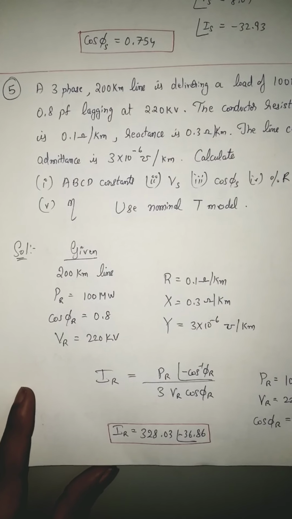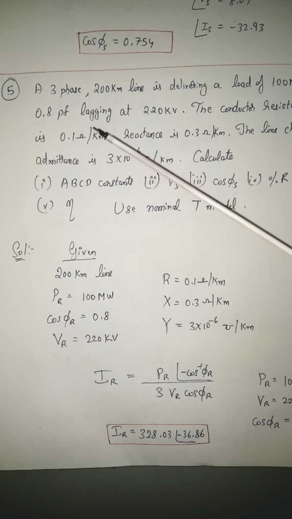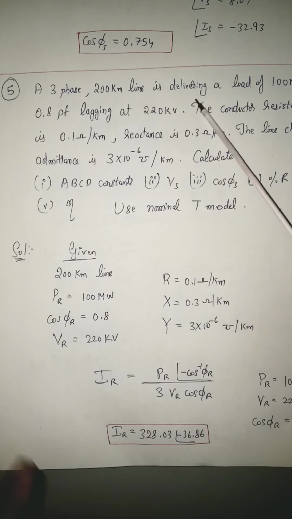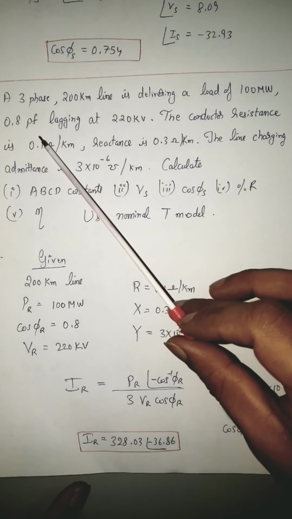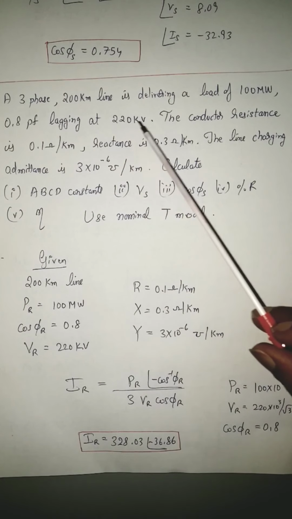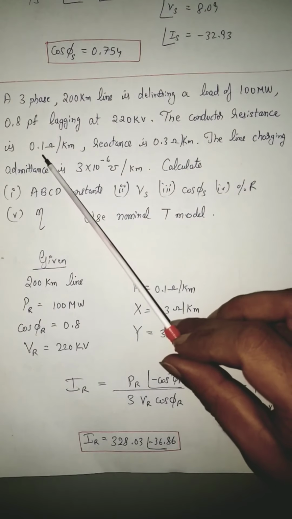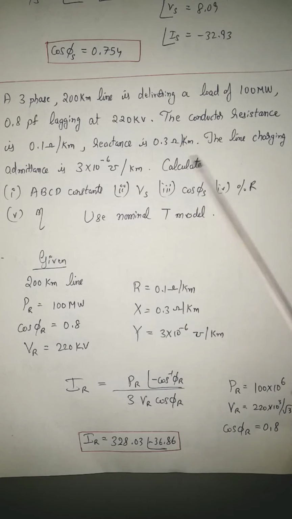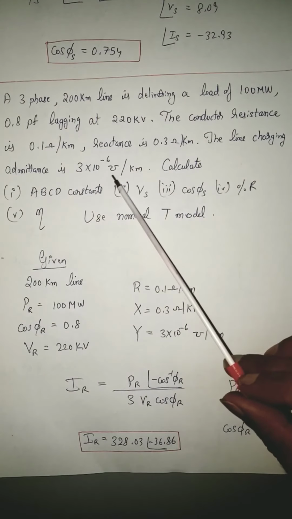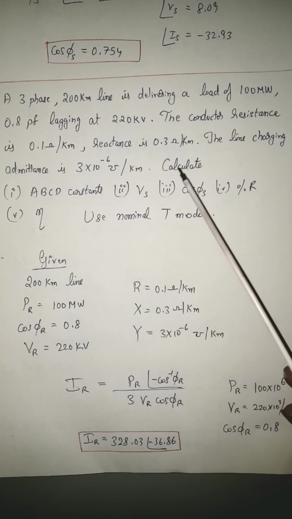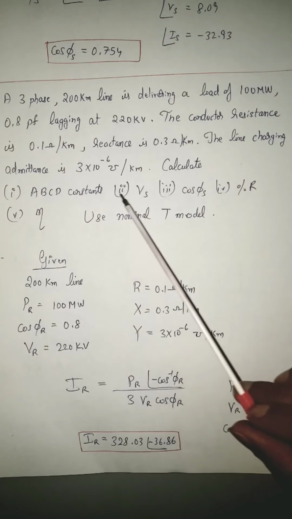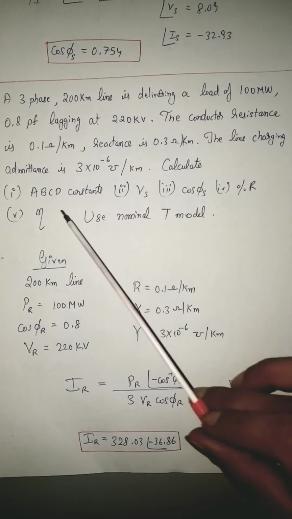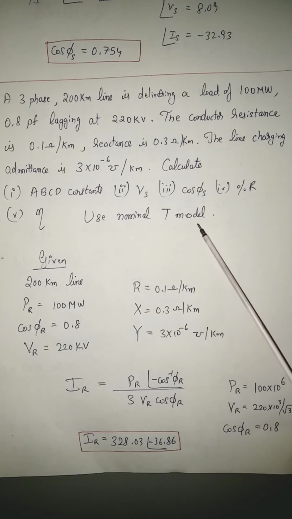So we'll continue with the fifth problem on medium transmission line. A three-phase 200 kilometer line is delivering a load of 100 megawatt at 0.8 pf lagging at 220 kV. The conductor resistance is 0.1 ohms per kilometer. Reactance is 0.3 ohms per kilometer. The line charging admittance is 3 into 10 power minus 6 mho per kilometer. Calculate ABCD constants, sending end voltage, sending end power factor, percentage regulation and efficiency using nominal T model.